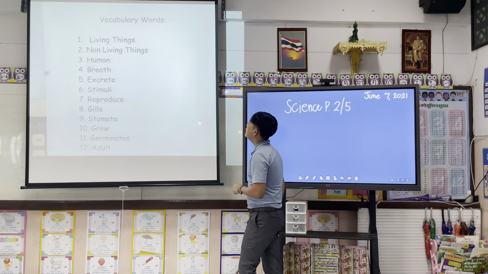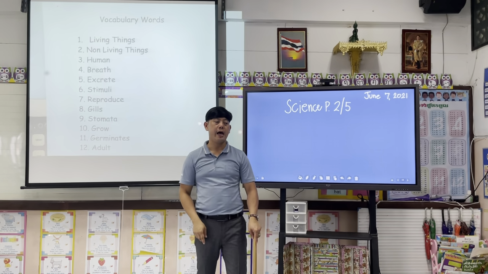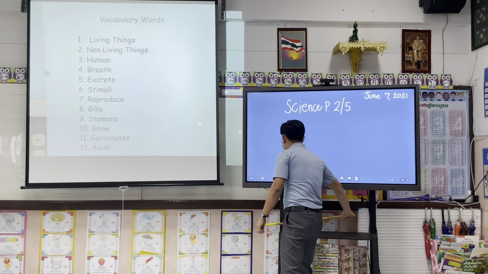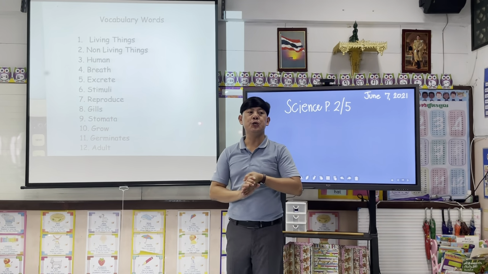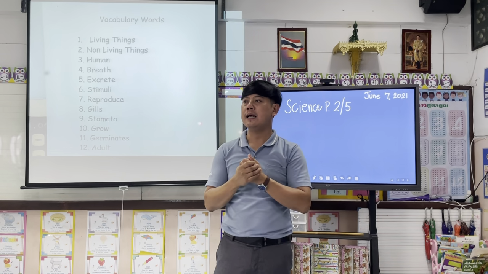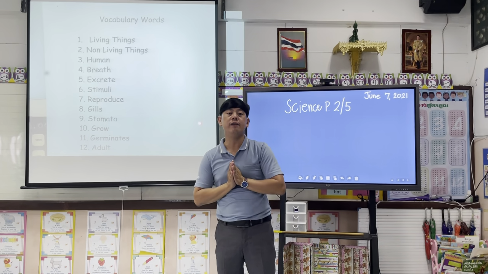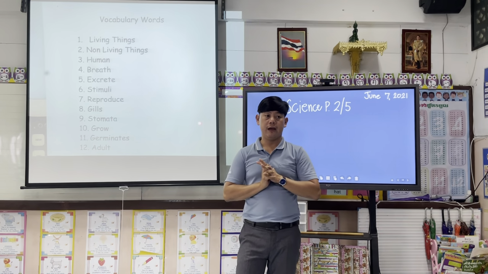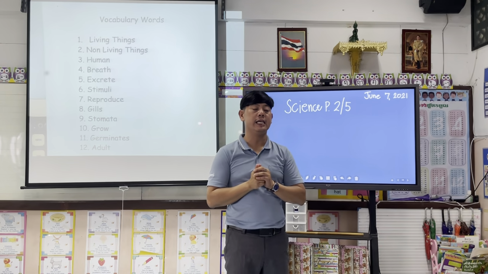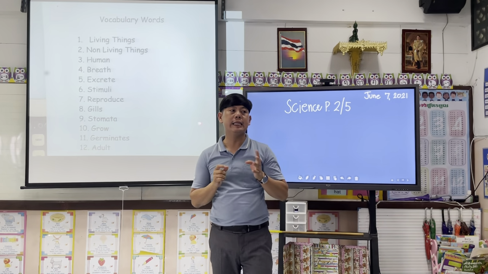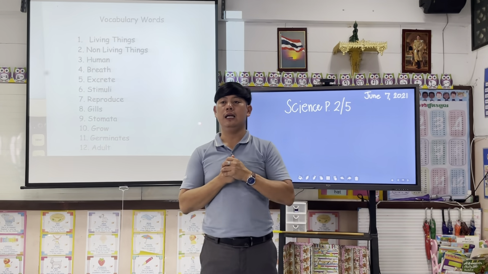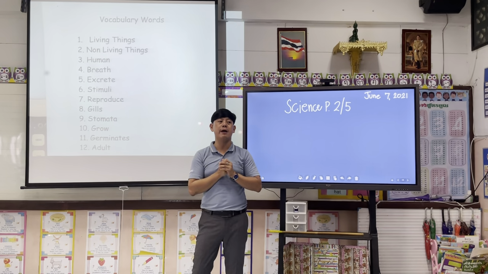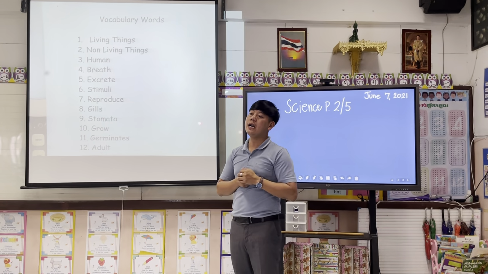So when we say living things, it means they have life. What are the examples of the living things? Animals, human. What else? Organism, plants. These are the examples of the living things. So, living things means has life. How about the non-living things? Non-living things has no life. Examples: building, houses, chair, table. We call these examples of the non-living things. Human means us. We are human, so we are living things.